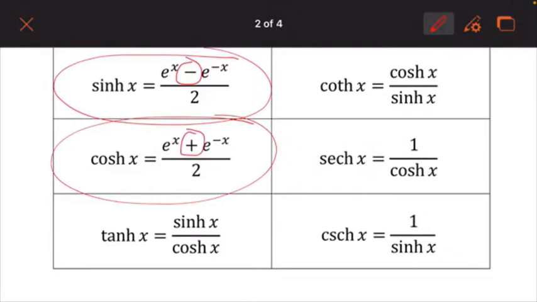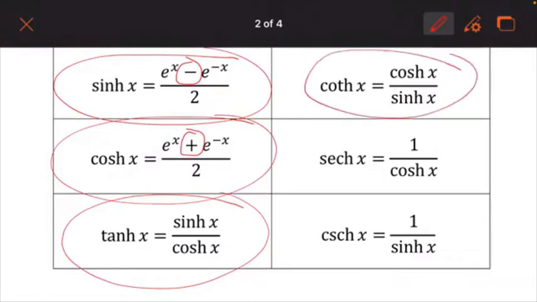Okay, and all the other hyperbolic functions are very similar to the trigonometric functions. As you can see here, the hyperbolic tangent of x is equal to the hyperbolic sine of x over the hyperbolic cosine of x. Similar to the trigonometric function tangent, where tangent of x is equal to sine of x over cosine of x. So the definition of hyperbolic tangent is still similar.